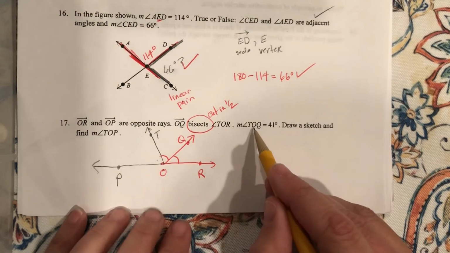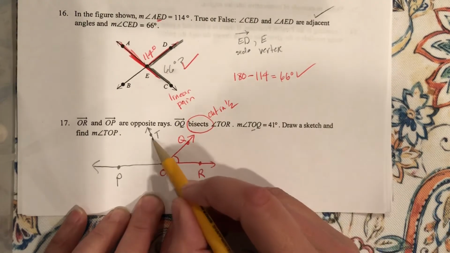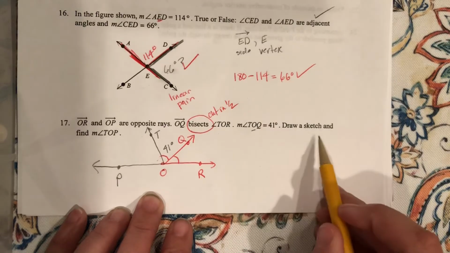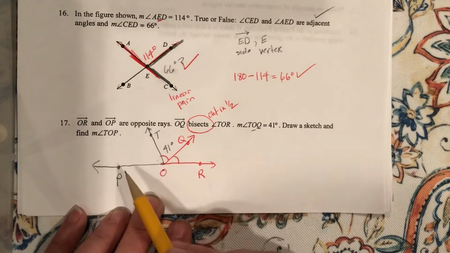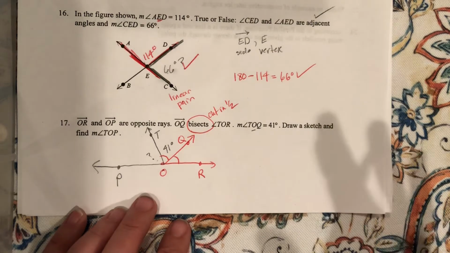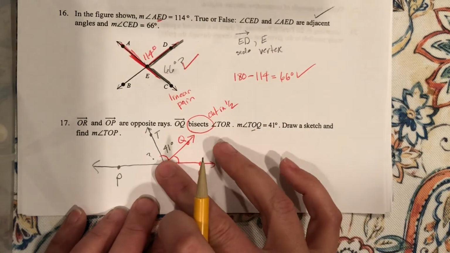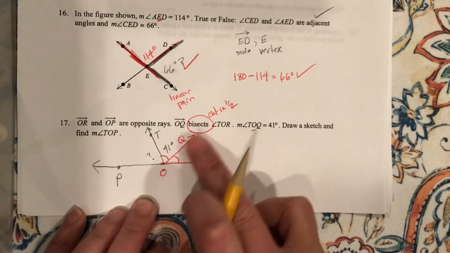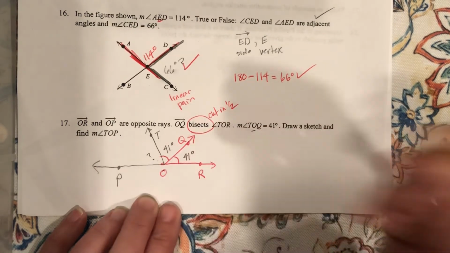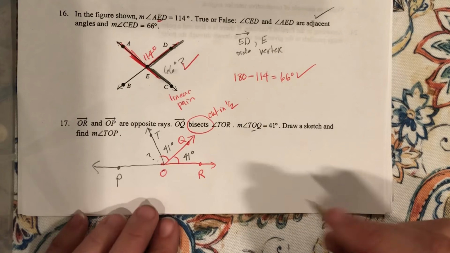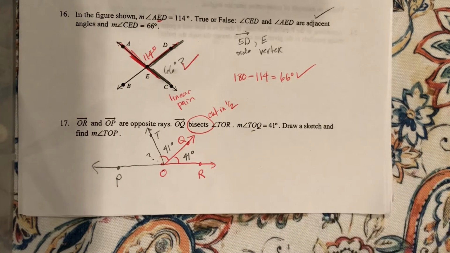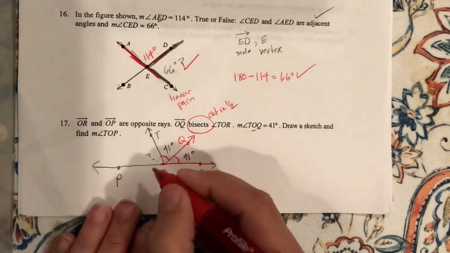The measure of TOQ, remember O is your vertex, TOQ is 41 degrees. Draw and sketch and find TOP. So I want this angle right here. And a lot of people struggled on this in class. So 41, well, if OQ is a bisector, if that's 41, what's this guy? It's also 41, because OQ is bisecting the angle. Okay, so I've got two of the three angles.